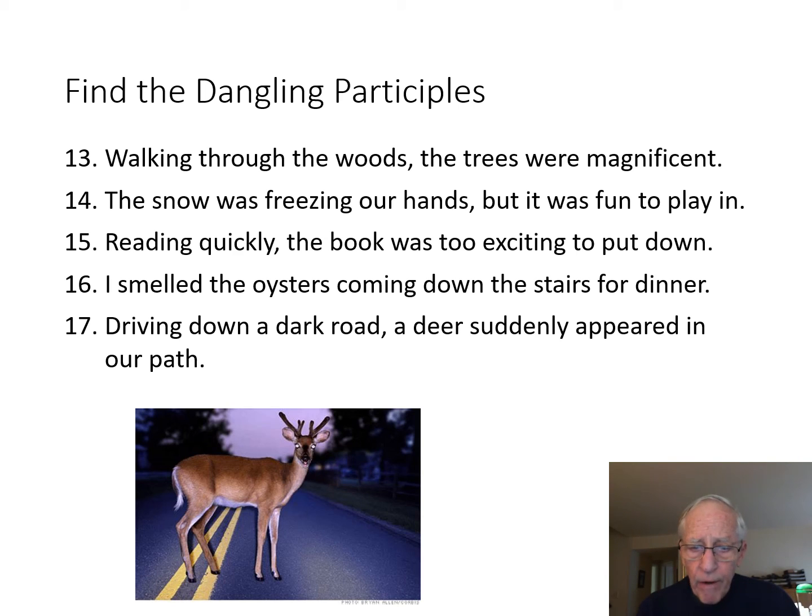Number 17, driving down a dark road, a deer suddenly appeared in our path. Now you and I know what the writer means here, that they're on a road and this deer came out in front of the car. But the way the sentence is written, it appears that the deer was driving the car. Deer do not drive. Deer do not have driver's licenses. We have to say something like, while we were driving down a dark road, a deer suddenly appeared. Or we can say, when we were driving down a dark road, a deer suddenly appeared in our path. Make sure we show who is and who is not driving.